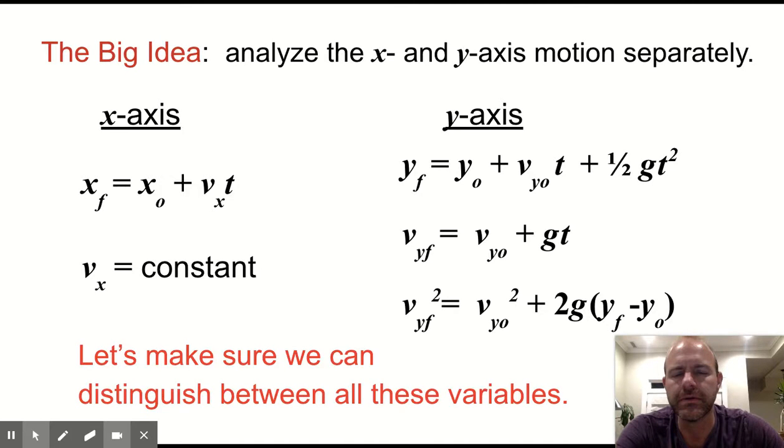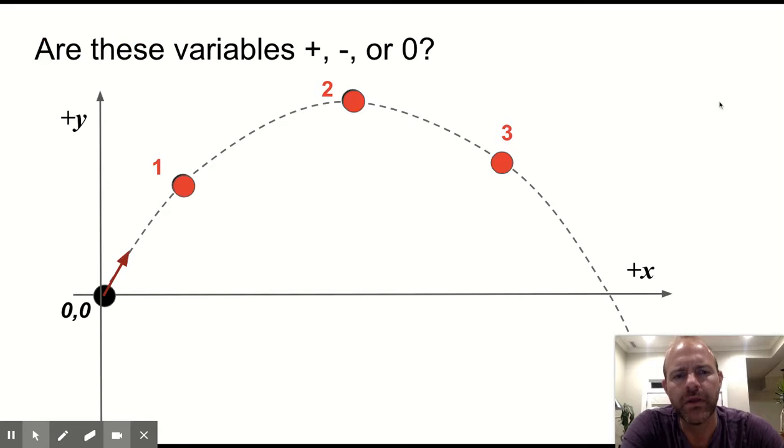The big idea here is that you're going to analyze motion in both the x and the y direction separately, and then we're going to combine those results to have an answer about projectile motion. We have our x-axis constant velocity equations, and we have our y-axis constant acceleration equations, and we want to make sure we understand all these variables.